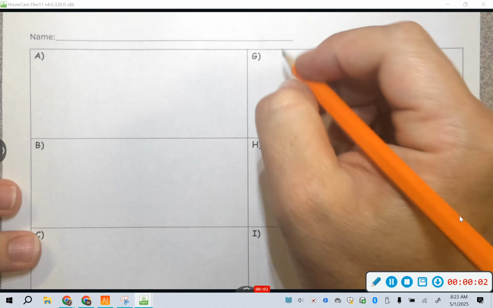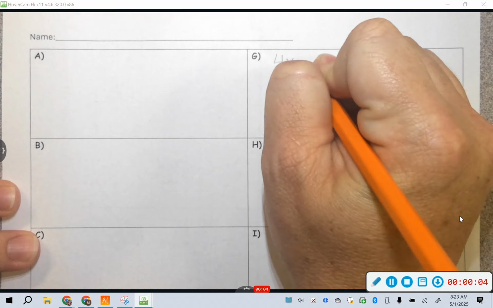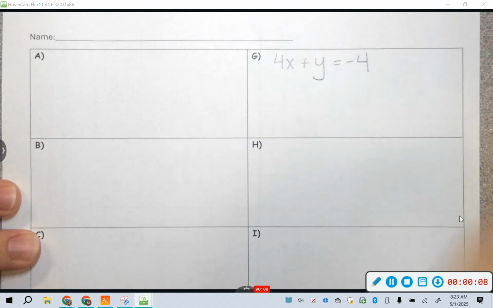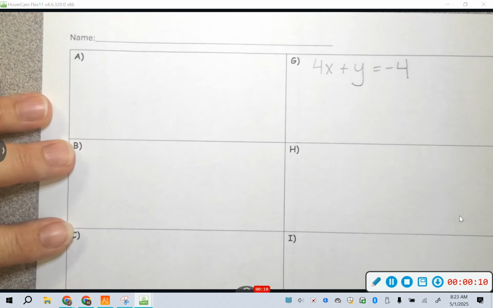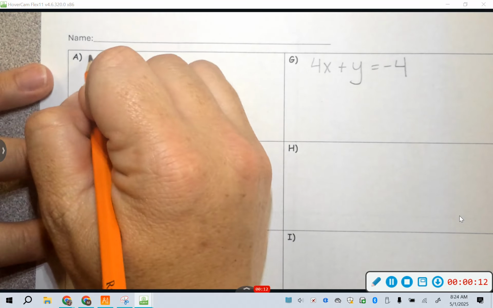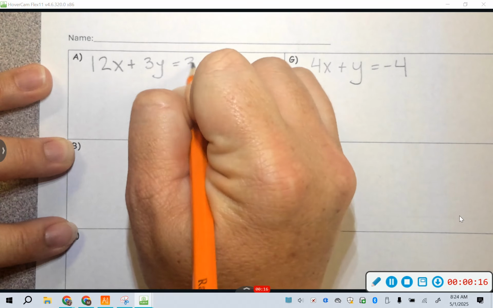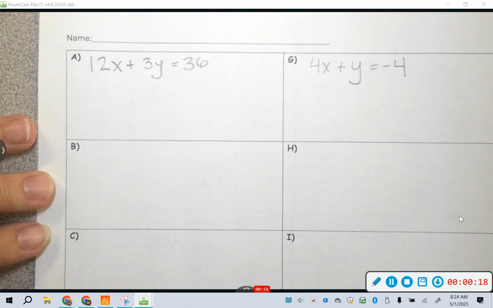We're going to do G, which is 4x plus y. Actually, you know what? We're going to do A. That one's super simple, so let's do A. So we're going to do A, which is 12x plus 3y equals 36. And we can't graph this yet because we can't graph from standard form.